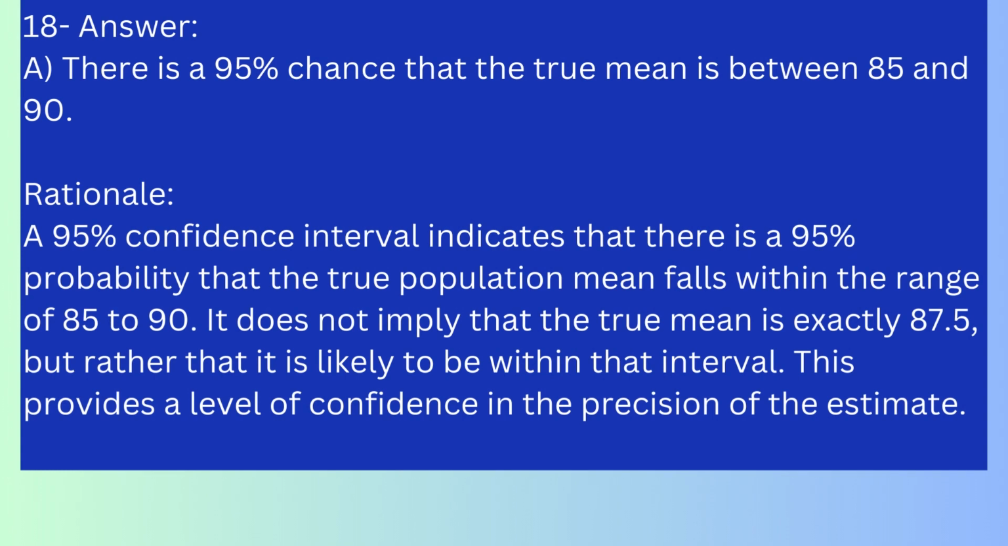Rationale. A 95% confidence interval indicates that there is a 95% probability that the true population mean falls within the range of 85 to 90. It does not imply that the true mean is exactly 87.5, but rather that it is likely to be within that interval. This provides a level of confidence in the precision of the estimate.